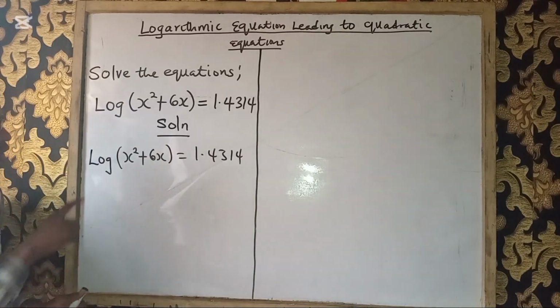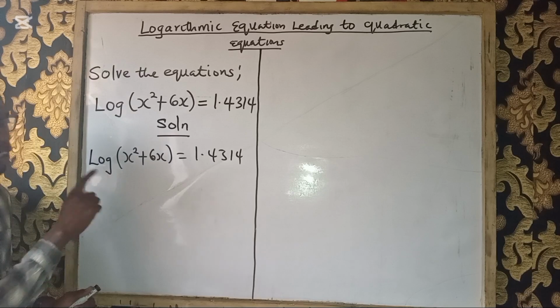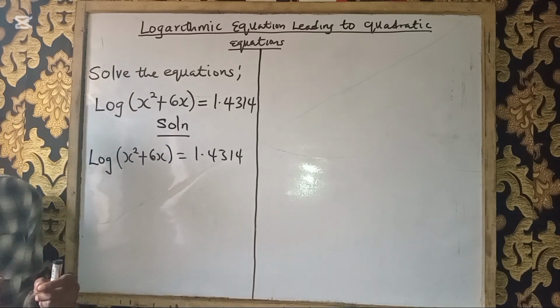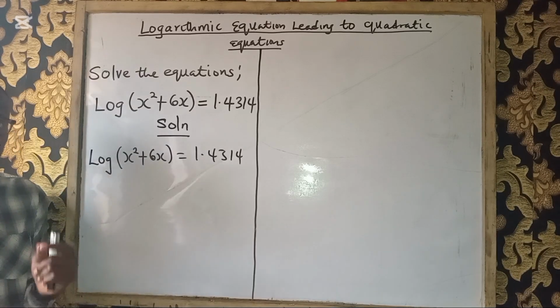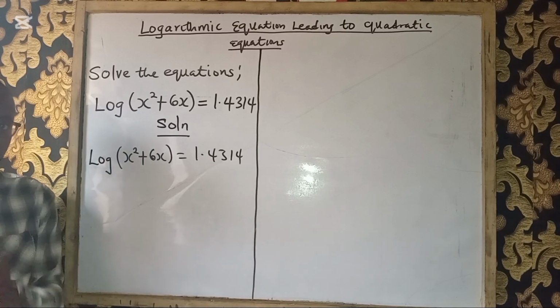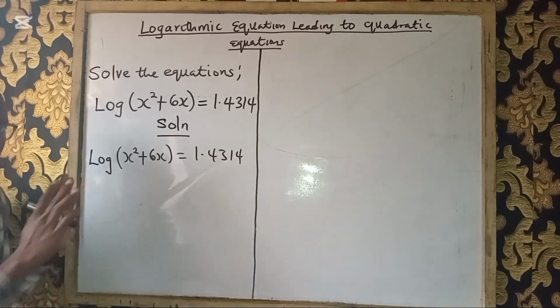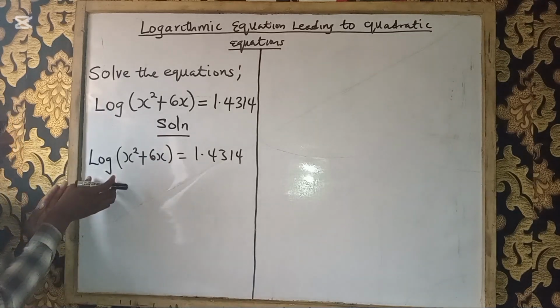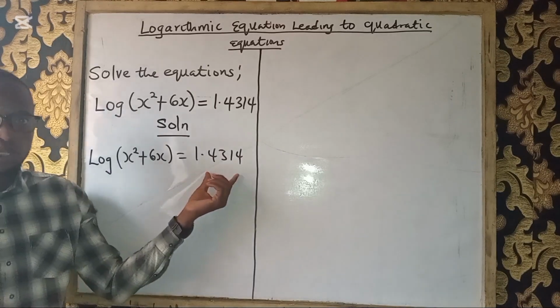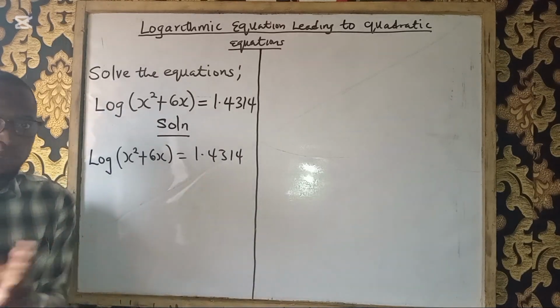Now, if you look at this log, it's already in base 10, because I told you that when you have log without showing the base, that log is represented as what? Log in base 10. They can either put 10 here or they don't put it. So this is base 10. So that means this side is having a log, and this does not have any log attached. So we need to take the log of both sides to base 10.